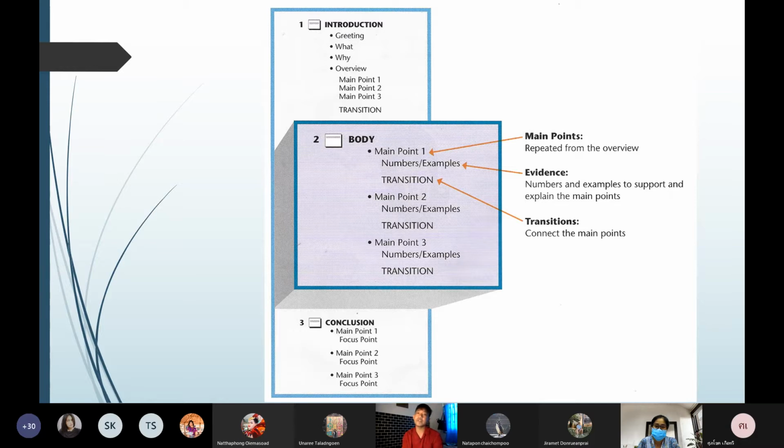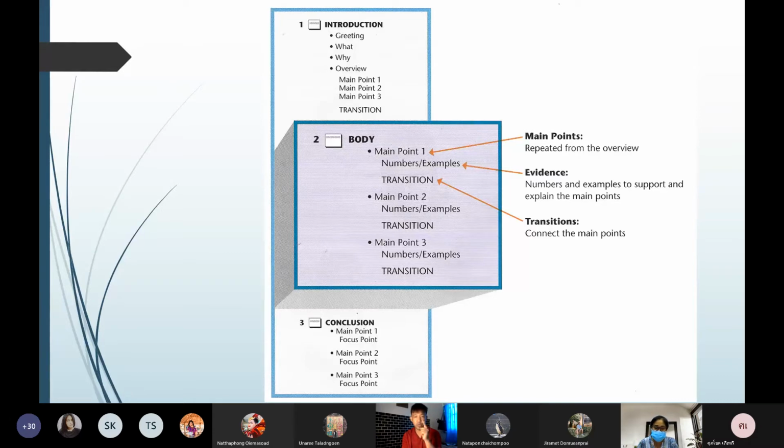Okay, so again, let me just summarize. In the body, you have to discuss, you have to explain the main points repeated from the overview. How to do it? By speaking about numbers, examples, or any details that would support or prove the main point. Then you could use a transition signal. And then you go to your main point 2, then numbers, examples, details again, explain, and then transition.